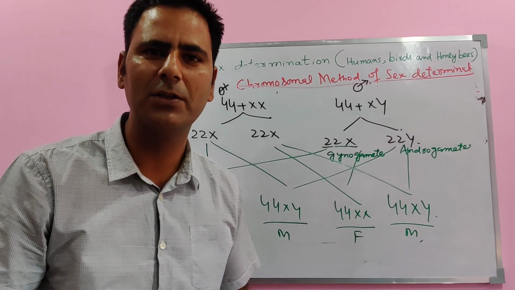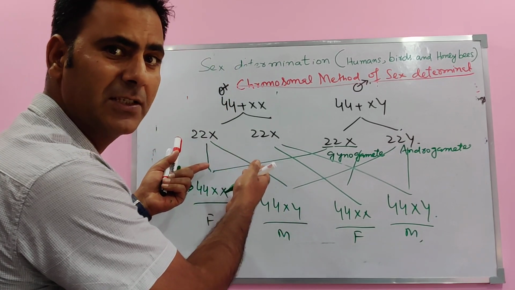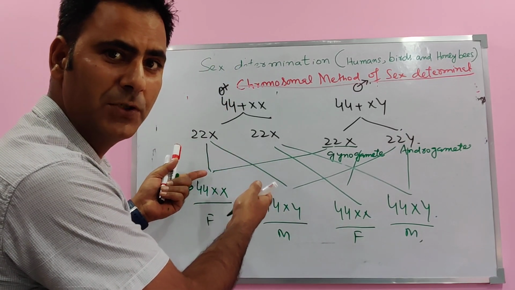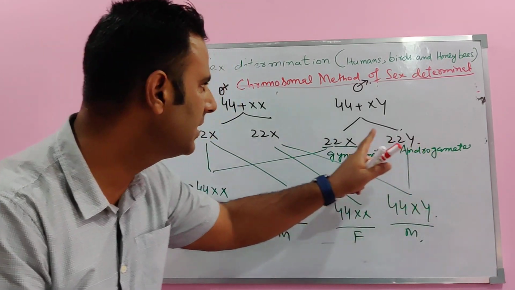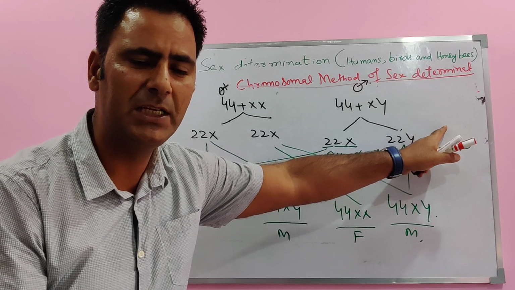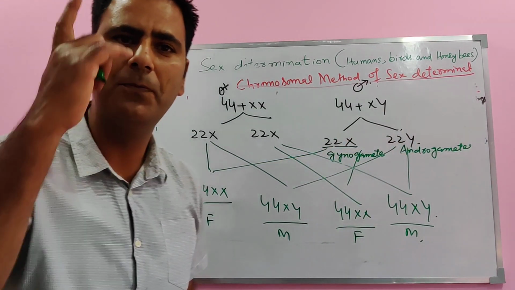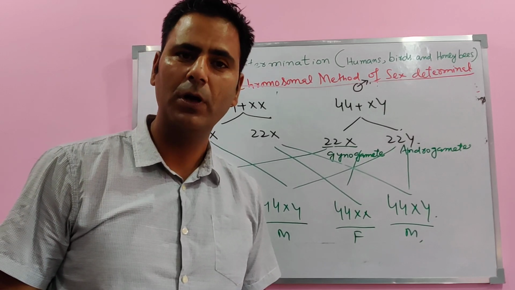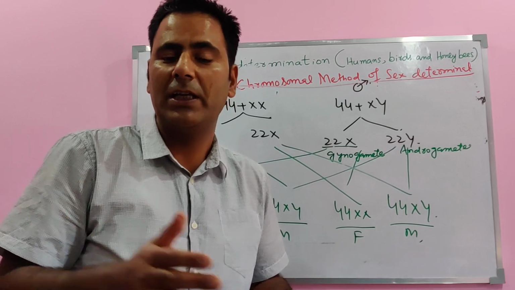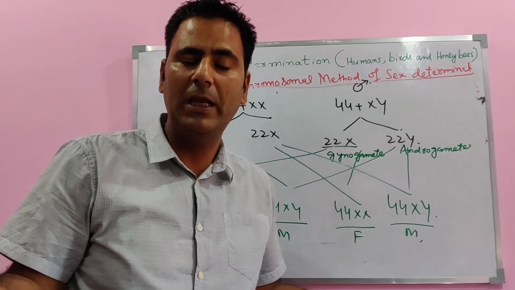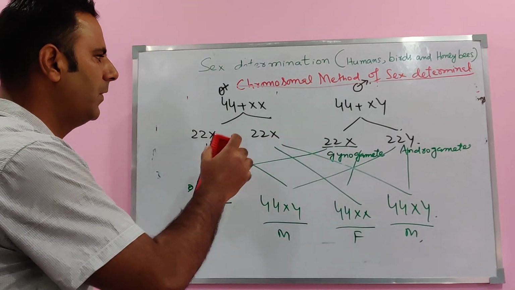However, the female is not at fault. She is always producing 22X. It is the male who has a gynogamete and androgamete, and it is the male's heterogamete which is responsible for the establishment of male and female. Therefore, we should never blame females for giving birth to female or male fetuses. It is basically the father who is responsible for all this.